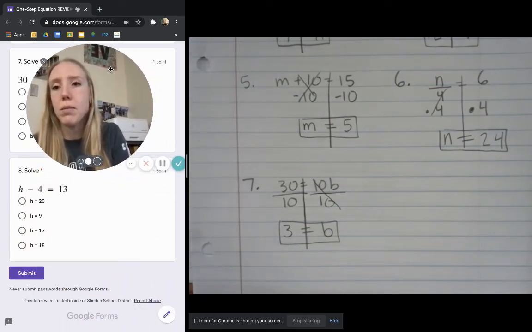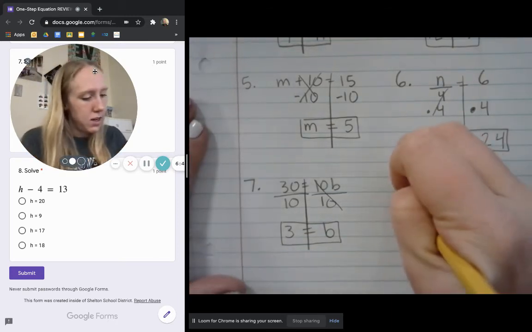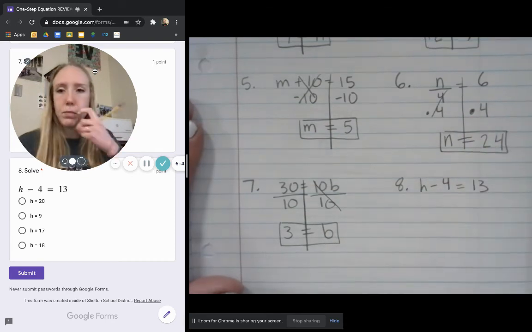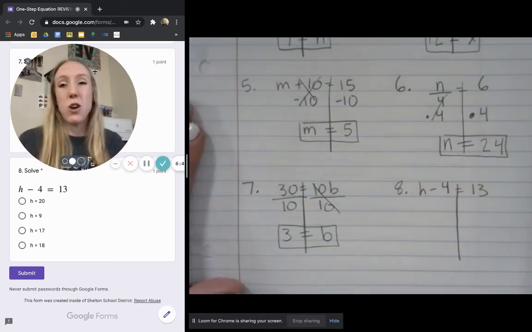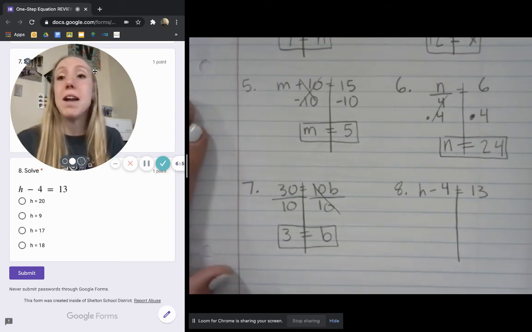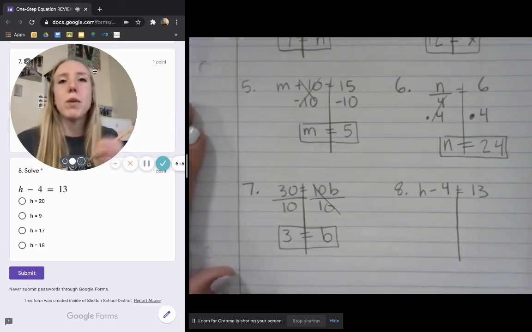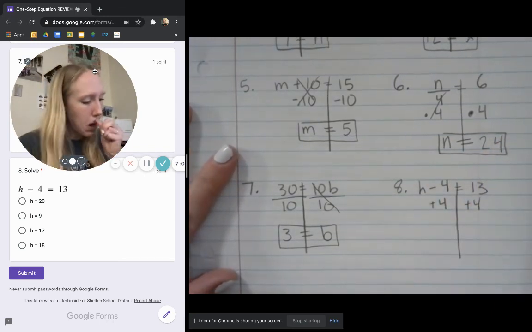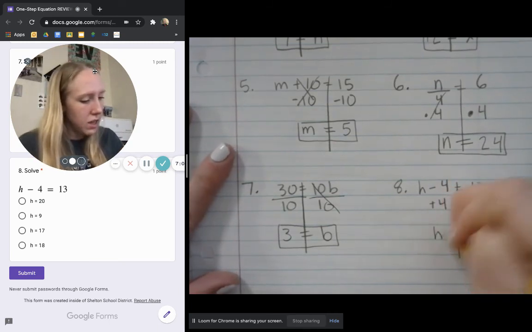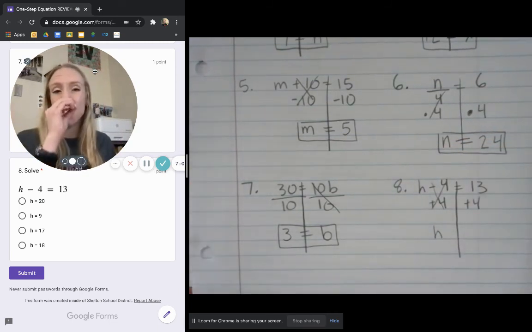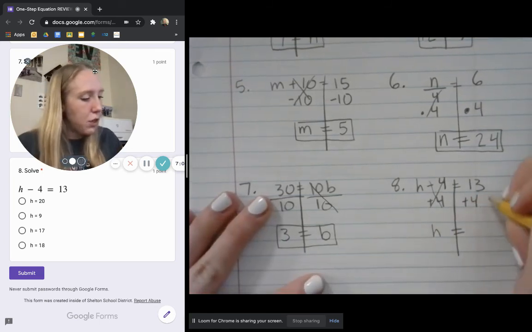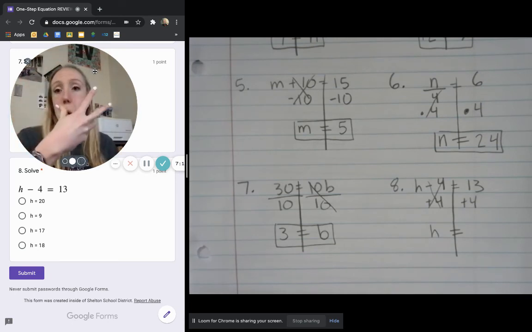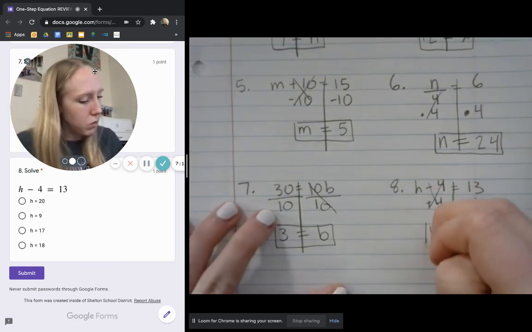And our last one, problem number 8. H minus 4 equals 13. Draw our line. I notice that there's a minus 4 right next to the h. So I want to get rid of minus 4, so I'm going to add 4. That leaves h on this side, the minus 4 plus 4, those are 0, that goes away. H equals 13 plus 4. 13, 14, 15, 16, 17. Oh, it's plus 4. The answer is h equals 17.